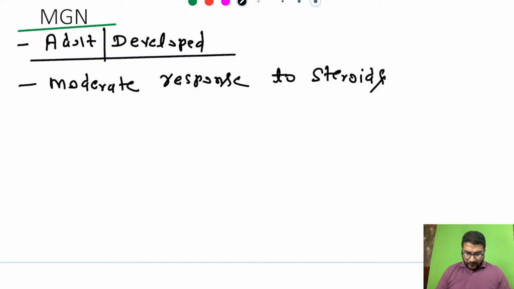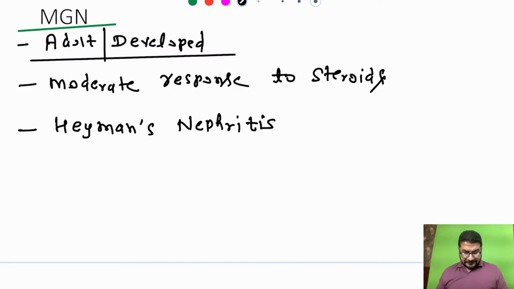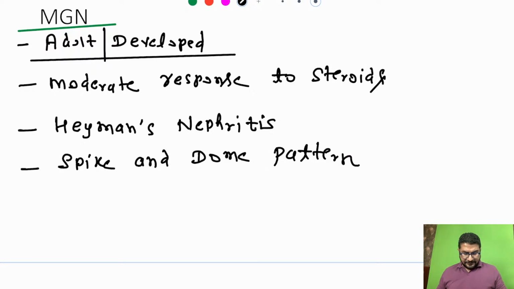Now what they ask you in exam, और क्या आपसे पूछते हैं, they will ask you, when you see MGN patient. MGN-like nephritis you will see in rat, and we call this Heymann's nephritis. Now try to understand, when we see this MGN patient, जैसे आप patient को देखोगे, in biopsy what you will find is spike and dome pattern. In MGN you will find spike and dome pattern. Done? So these are the MCQs that they ask you on MGN.